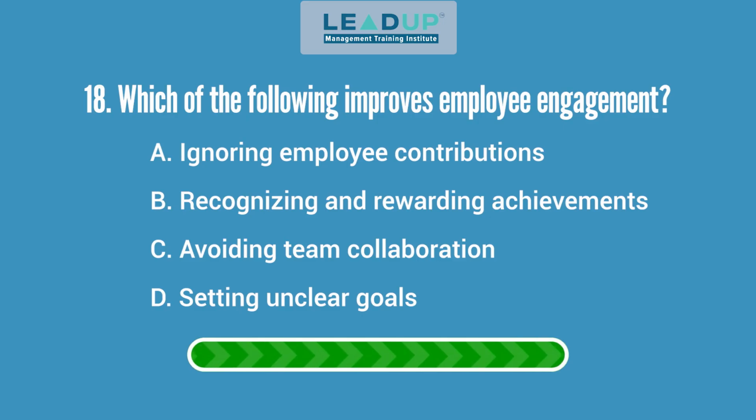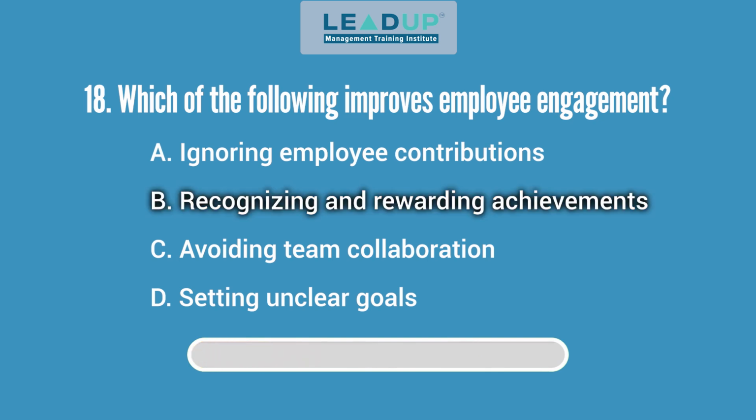Question 18. Which of the following improves employee engagement? A. Ignoring employee contributions. B. Recognizing and rewarding achievements. C. Avoiding team collaboration. And D. Setting unclear goals. Answer: recognizing and rewarding achievements.